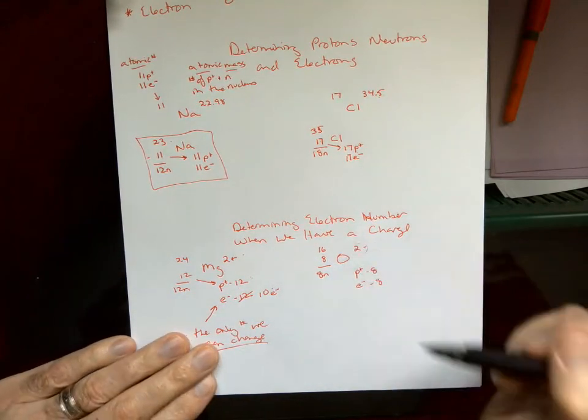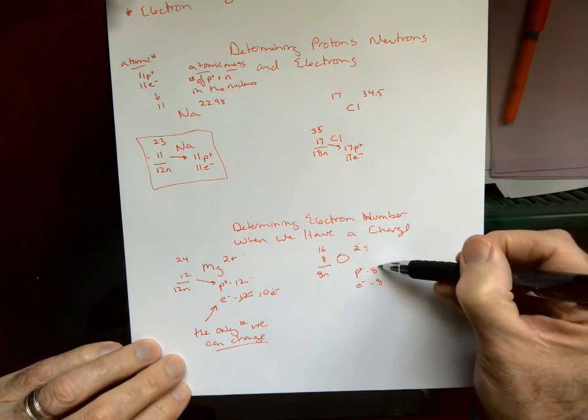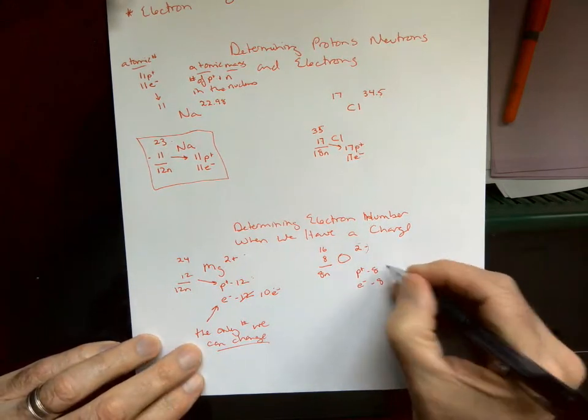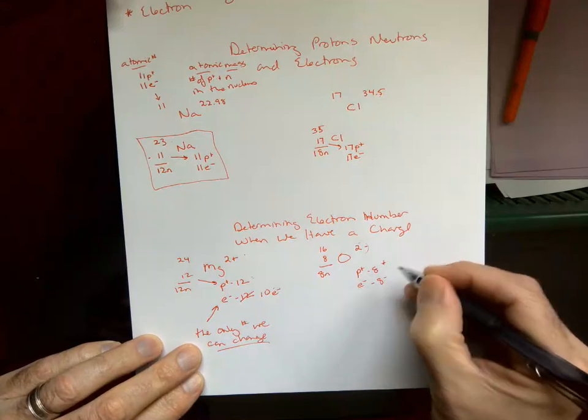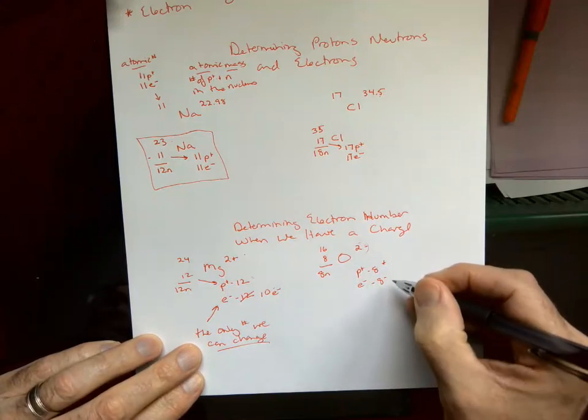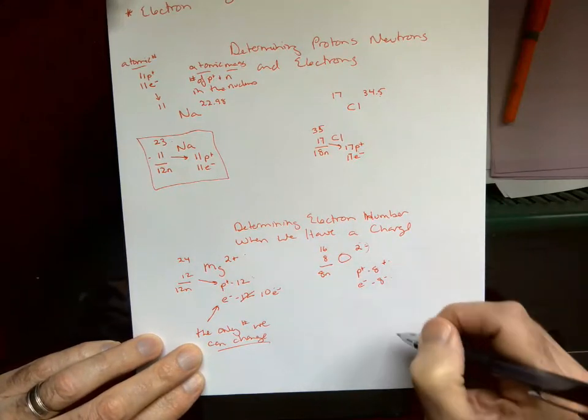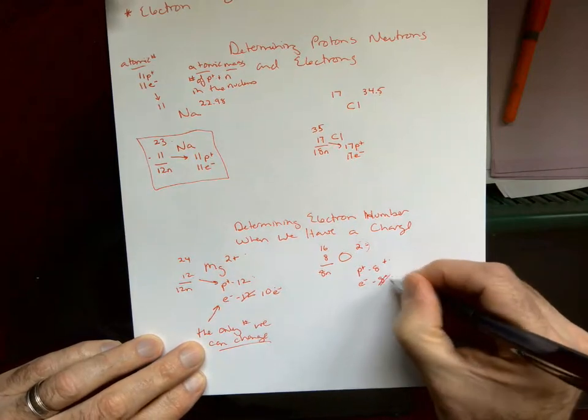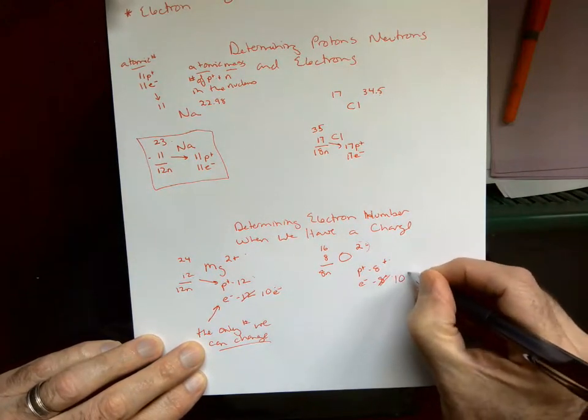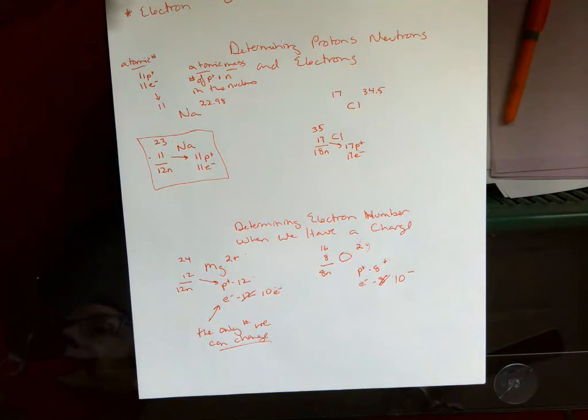Okay, so for a negative charge, we look at our charges. We have 8 pluses here and we have 8 negatives, but we have a 2 minus charge. We need more negatives than positives. So I'm going to change this to 10 negative.